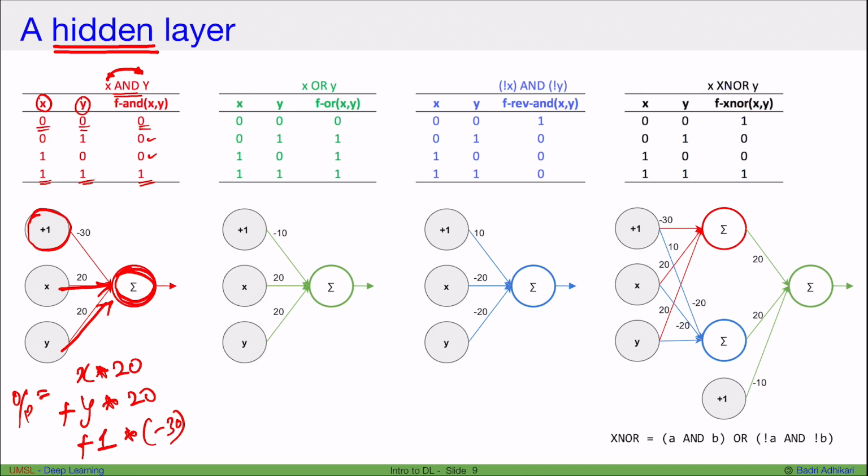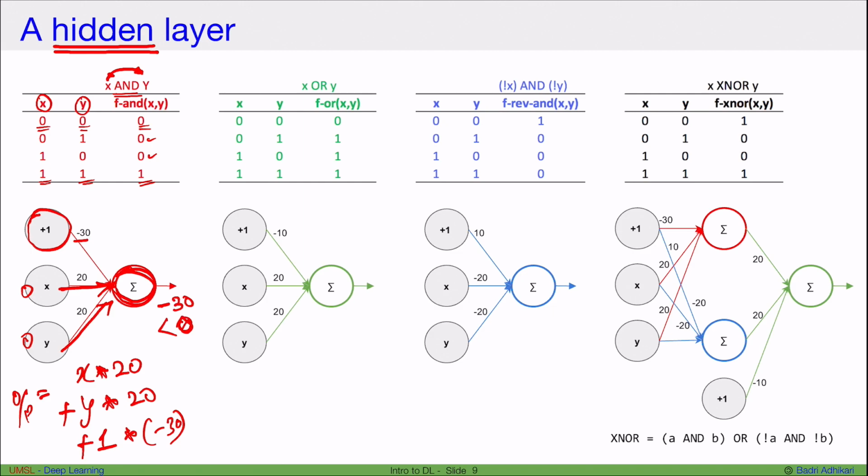Now when X is 0 and Y is 0, clearly the sum of 0 times 20 plus 0 times 20 becomes 0, plus this minus 30. So the output becomes minus 30, which is less than 0. So if we have the weights like this, our neuron can successfully produce a value less than 0 if X and Y are both 0.